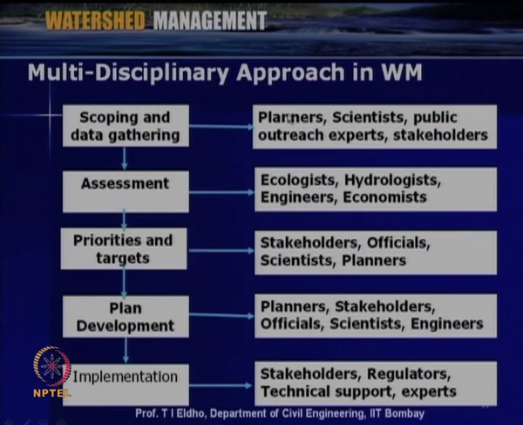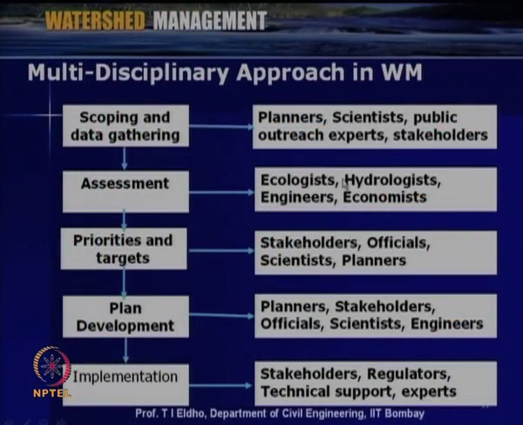So, for this we need the experts, like planners, scientists, then public outreach experts, and stakeholders within the watershed. So, all these people have to come together to define a better scope and data gathering. Then the next stage as far as the watershed management plan is concerned is assessment. So, we have already put the scope and then we have gathered the data. So, then we have to assess which way we have to go for the various plans. So, say whether we are going for various kinds of land management plans or water resource management plans. So, accordingly we have to assess the system and then accordingly we have to make plans.